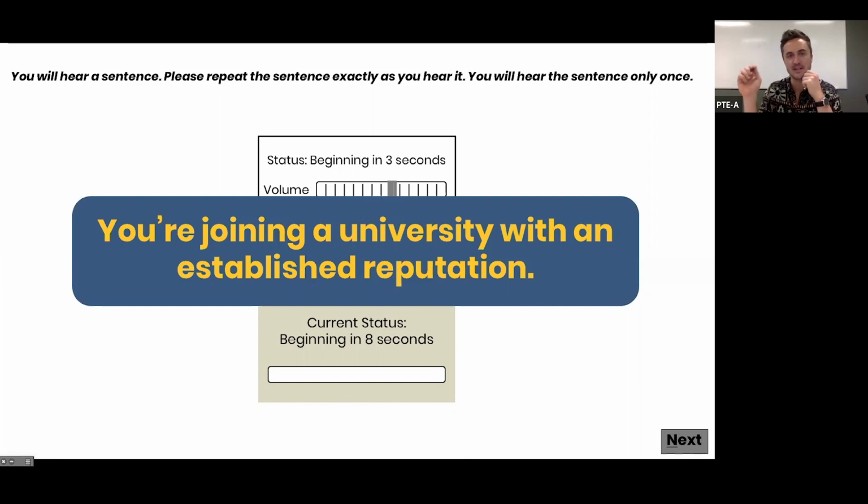Niharika, should I be writing something while listening to this sentence? No. Honestly, it will distract you from understanding the sentence. Understand the sentence, repeat it back.